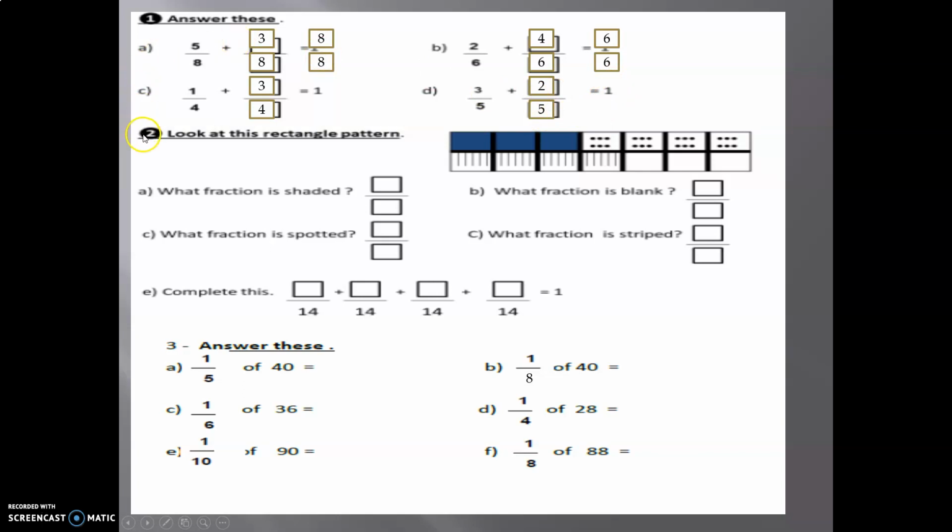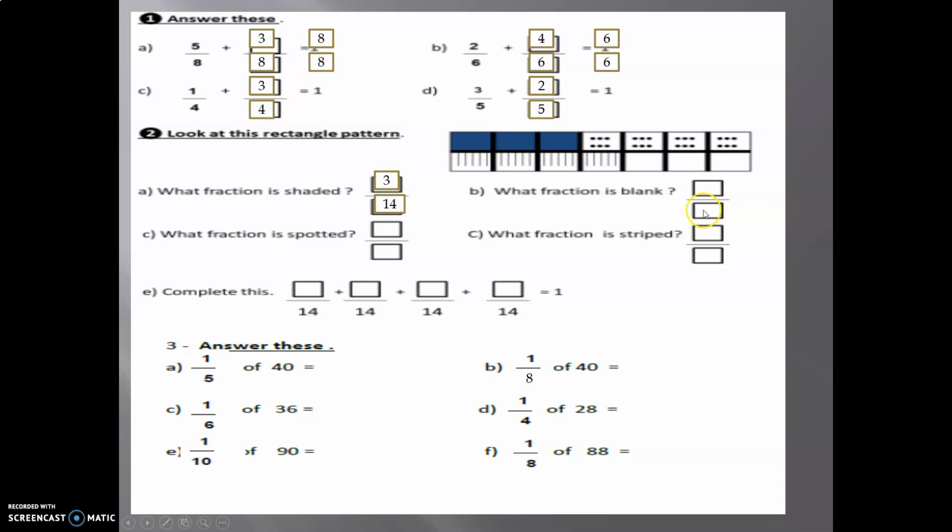Let's go to question number 2. Look at this rectangle pattern. Our shape here is made of 14 equal parts. Some parts are shaded, some parts have spots, some parts are striped, some parts are blank. In question A, what fraction is shaded? We know that the total equal parts are 14, so we put it down in the denominator. He's asking about the shaded, so how many parts out of the 14 are shaded? 3 out of 14.